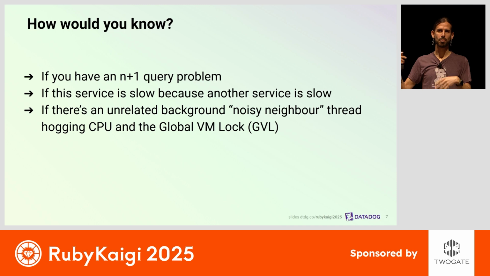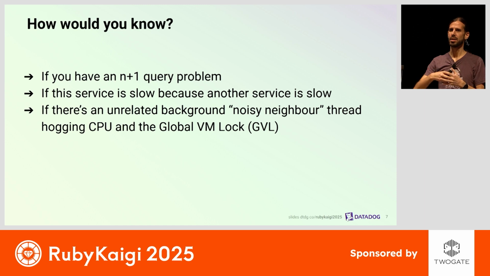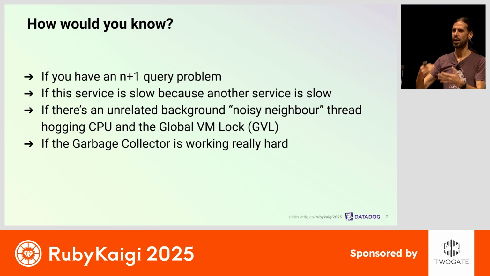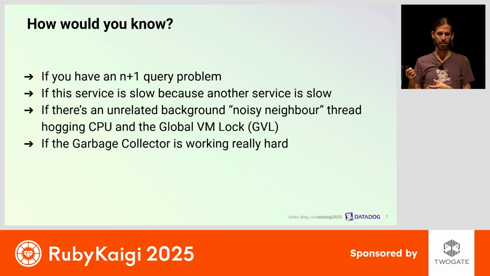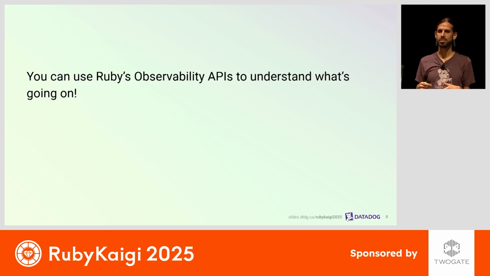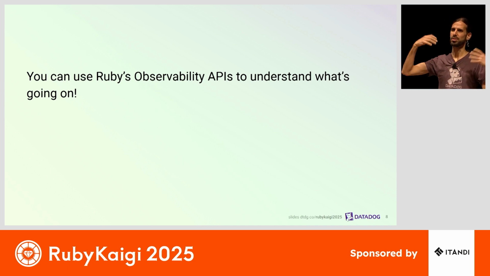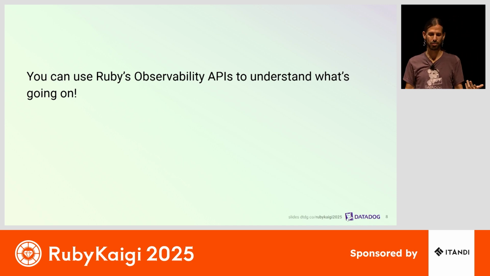How would you know if there's some background thread that's using up a bunch of CPU and adding latency to your requests? How would you know if the Ruby garbage collector is having to collect a lot of objects, and so it's adding a bunch of latency to your application? And yes, the idea is that you can use Ruby's observability APIs to understand what's going on. Or more commonly, tools that you build using these APIs, which is the topic of this talk.